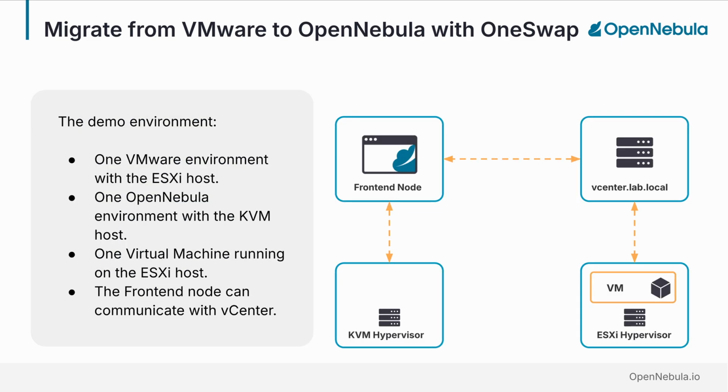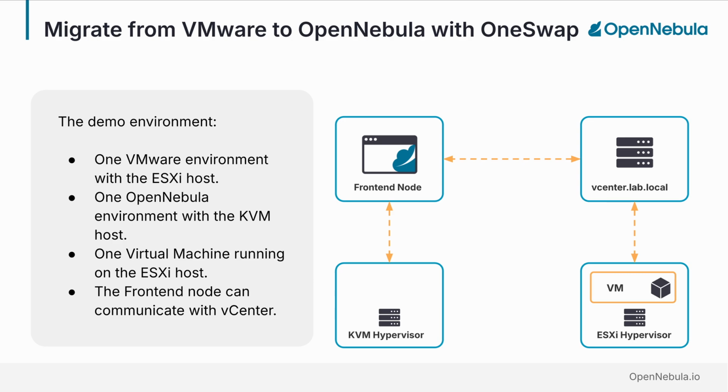The demo environment is the following: the VMware environment that has a vCenter that manages the ESXi hosts, and the OpenNebula frontend that is managing the KVM host to run workloads after the migration. The frontend node is going to run OneSwap. However, in your environment, you can also leverage another node and dedicate it to solely run the OneSwap tool.